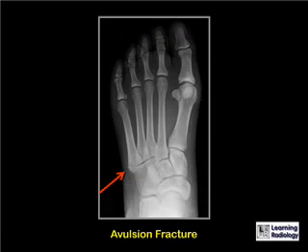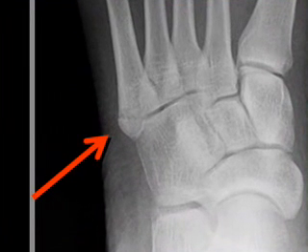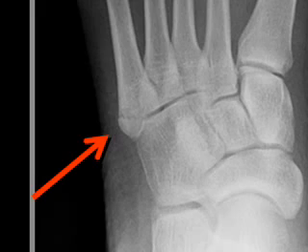This is an example of an avulsion fracture at the base of the fifth metatarsal. You can see that it's a fracture of the tuberosity of the fifth metatarsal, and it's in line with the joint between the metatarsal and the cuboid.